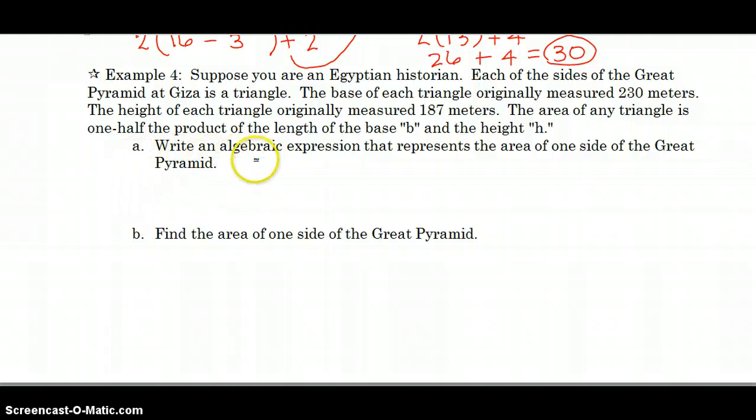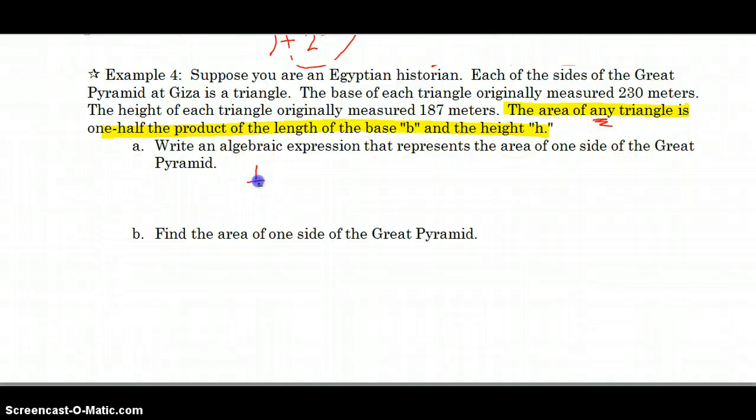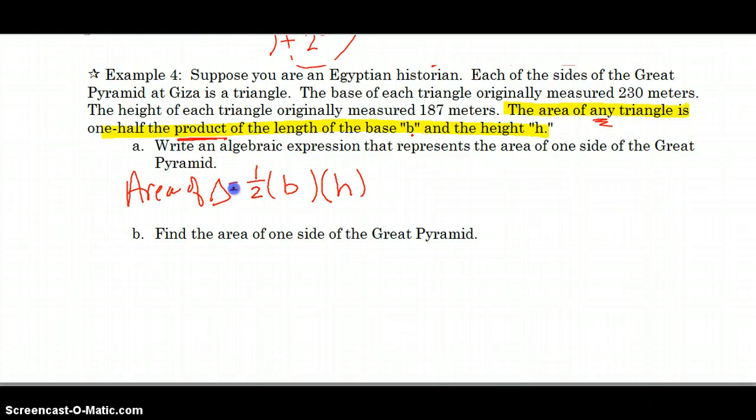Part A says to write an algebraic expression. That means don't evaluate, just make up an expression that will represent the area. So we're focused on that last sentence first. It says the area of any triangle is 1/2 the product, which means to multiply, the product of the length of the base, and so they want that to be a B, and the product of that with the height, which they want us to use H. So that's the formula to find the area of any triangle.